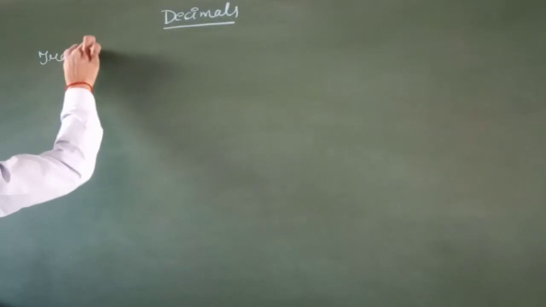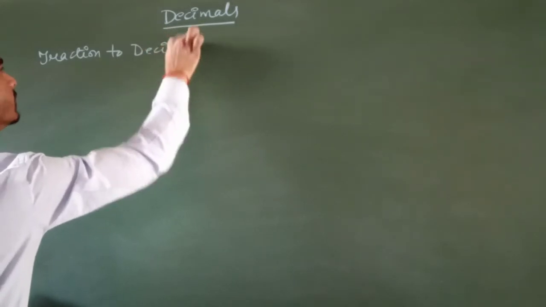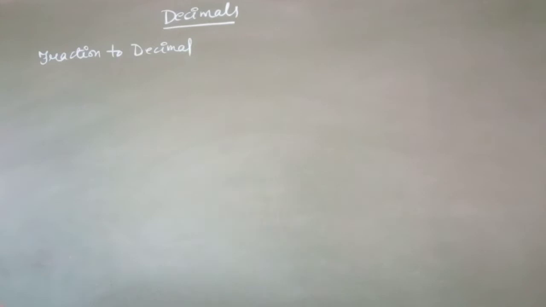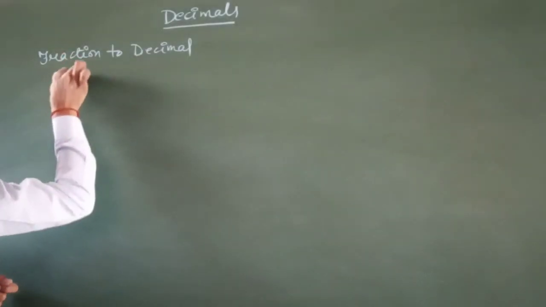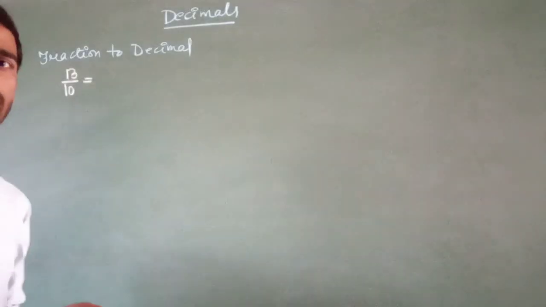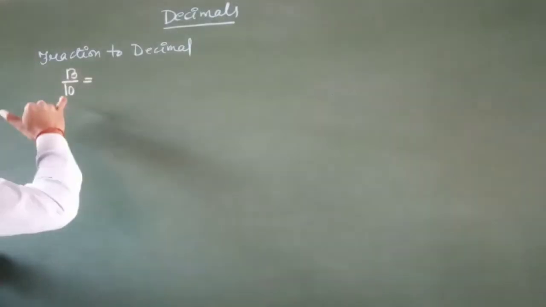How we can change a fraction to decimal. Listen here. There is a fraction 13 upon 10. How can we change it to decimal? Listen carefully. Firstly, what do we have to do?